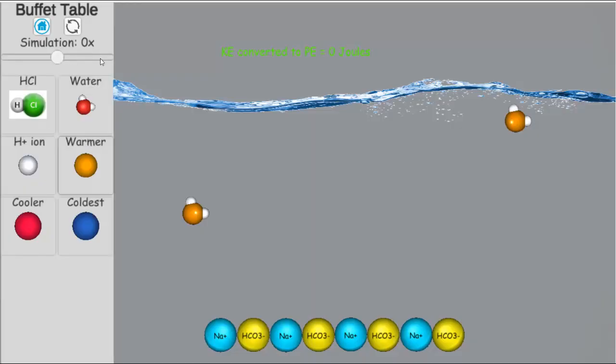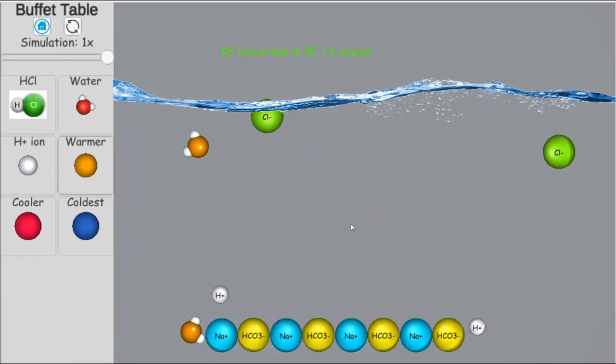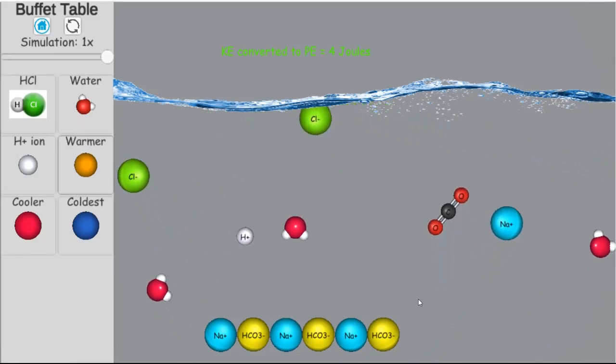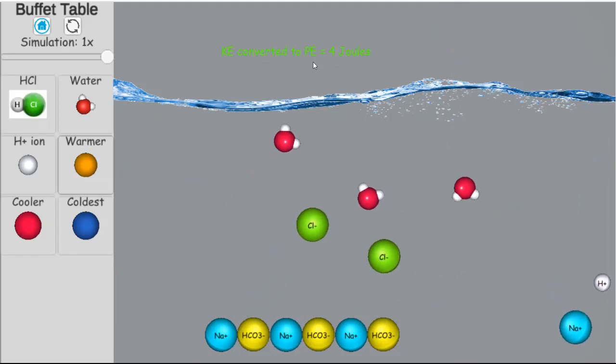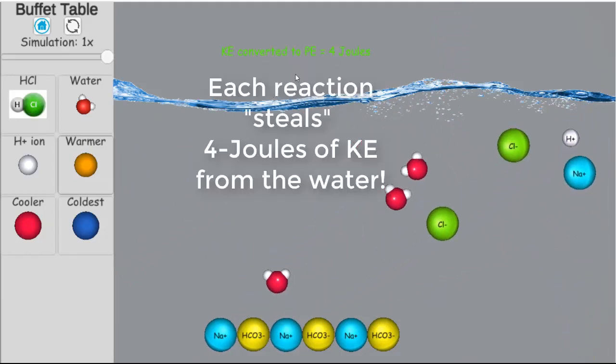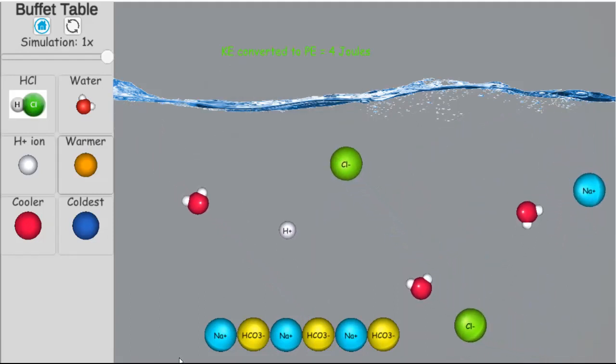Here's the IC 2020 model of the reaction between the HCl and sodium bicarbonate, baking soda. I'm now dragging out an HCl molecule. Keep an eye on this number here, kinetic energy converted to potential energy. When a reaction occurs, 4 joules of kinetic energy gets converted to potential. Those joules of kinetic energy come out of the water molecules.